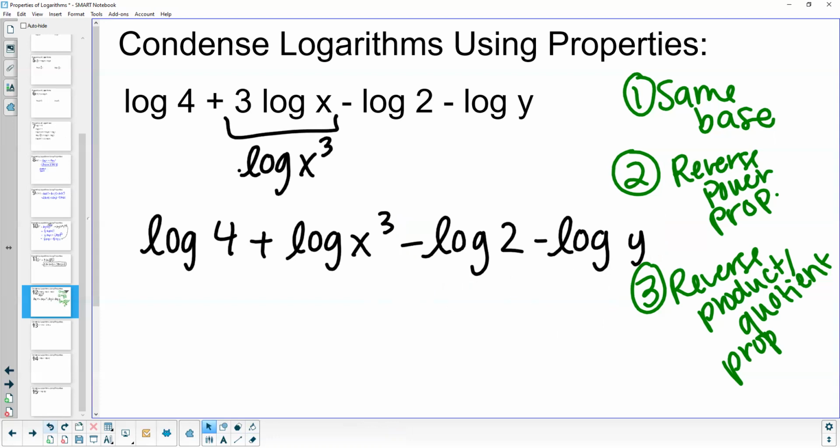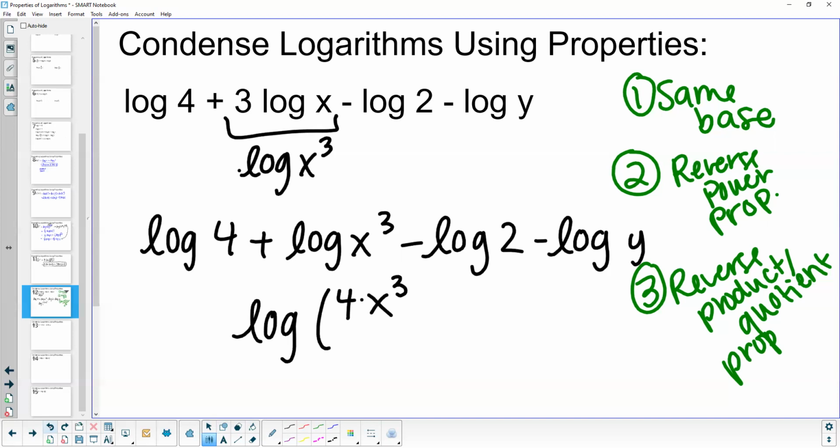If it's a negative log, it goes on the bottom in order to write this. So in this case, we've got the log of 4, which is positive, so that's going to be on top, plus the log of x to the third. So that means we're going to do the opposite of the product property, and that's going to go on top.